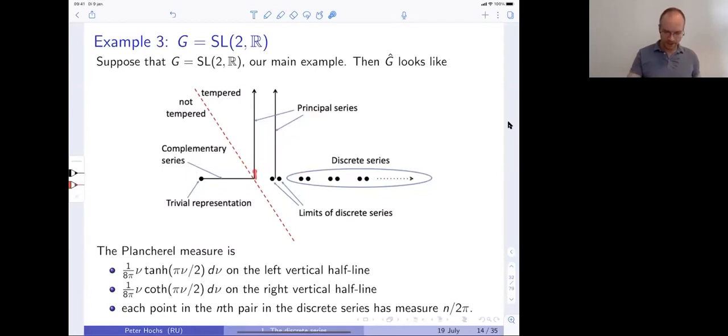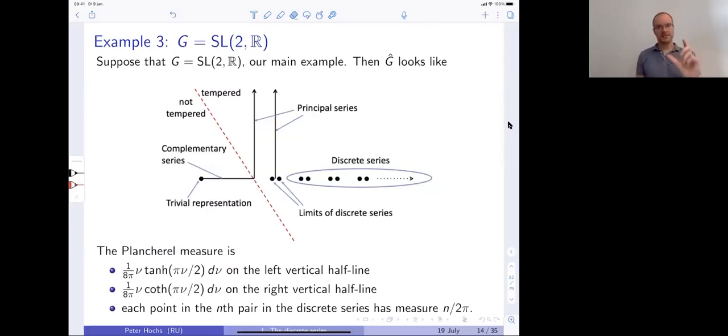Now we have two half lines. On the left vertical half line here, if mu is the coordinate along the half line, the Plancherel measure is this. Here d mu is the Lebesgue measure on the half line, and it's multiplied by a weight function mu times hyperbolic tangent of pi mu over 2. And on this half line, it's the same, but we have a different weight function here. So it's explicit, but it looks a bit more tricky than the case of the real line.